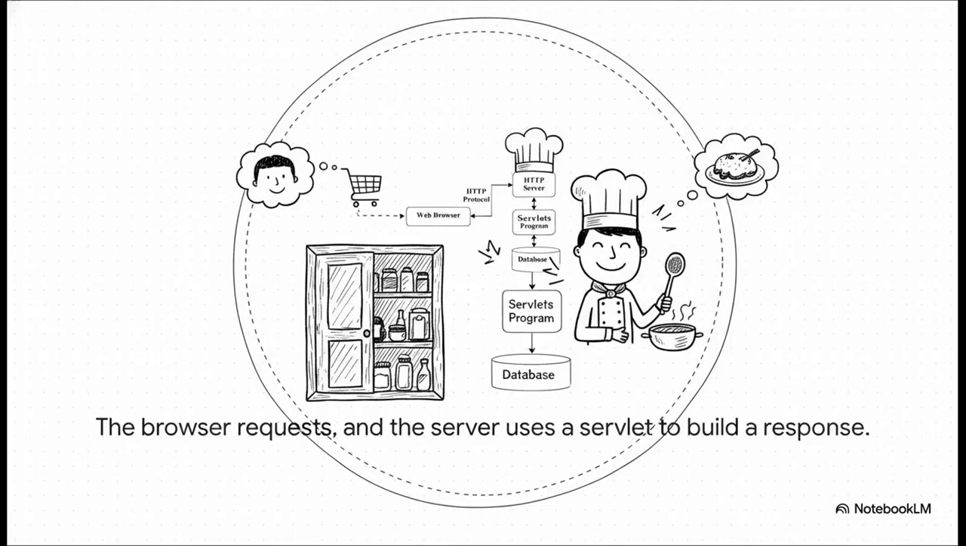And this slide just illustrates that flow perfectly. Your web browser, the customer, places an order. The web server, our host, takes it and passes the details to our chef, the servlet. Now, the chef might need to grab some ingredients from the pantry, which is kind of like the database, before preparing your custom meal and sending it right back out.